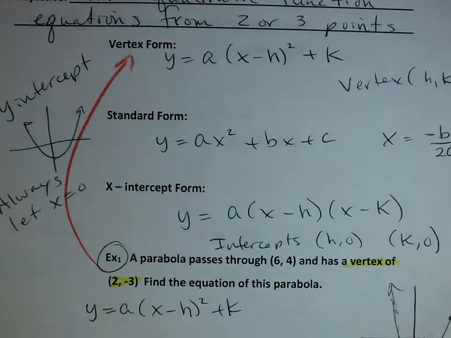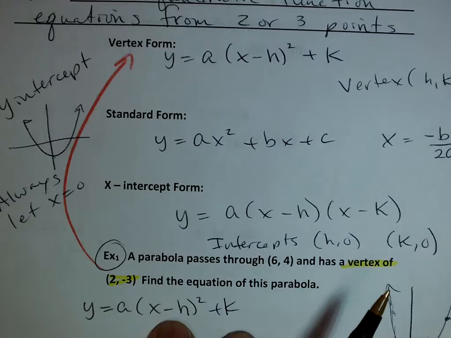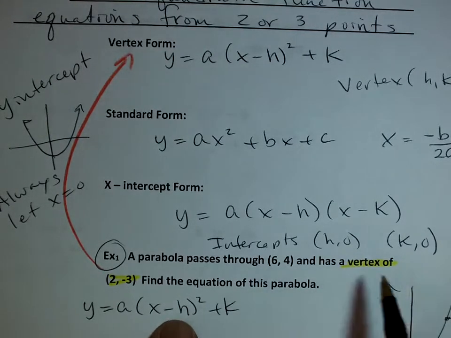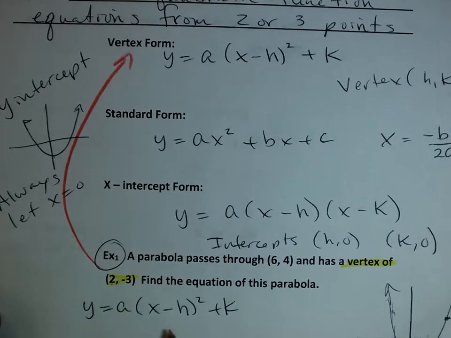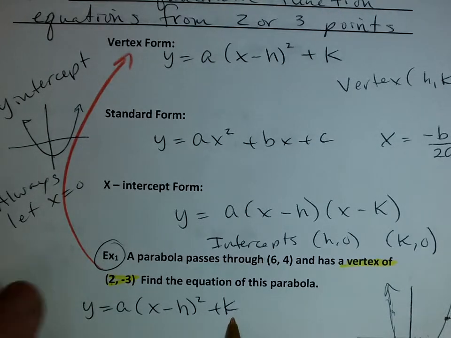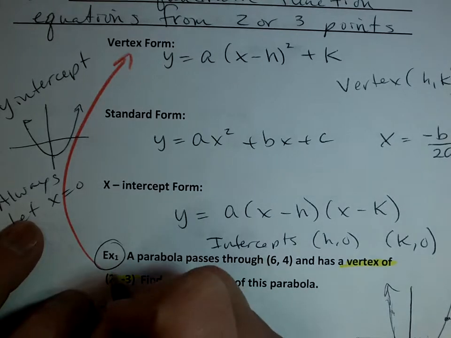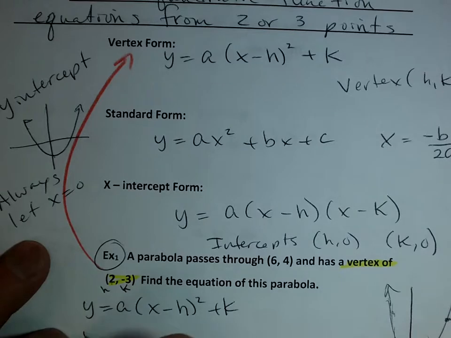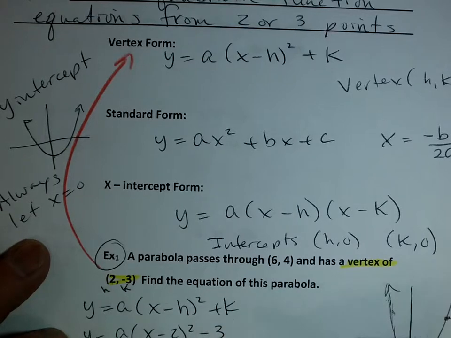If it's got a vertex of 2, negative 3, let's use that. Let's plug the 2 and negative 3 into the formula for h and k. Am I going too fast? I'm going to take my 2 and plug it in for h, and I'll take my negative 3 and plug it in for k, because that's my h and my k. So I'm going to write y equals a times (x minus 2) squared minus 3.